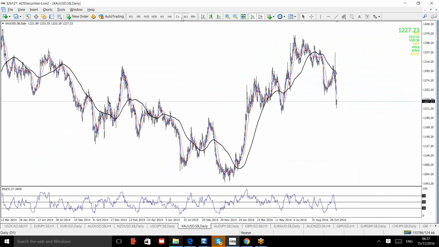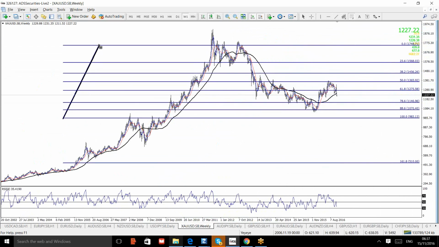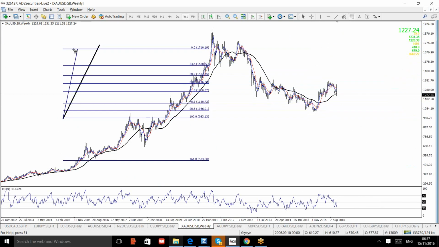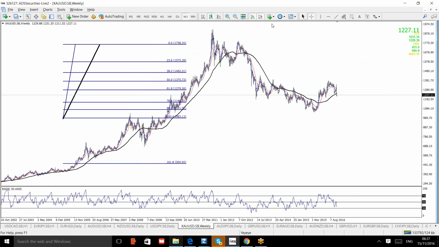Now, let's go back. Try to understand Fibonacci. Now, guys, if this is the leg, you take out the retracement levels. Guys, what now? Try to understand this.